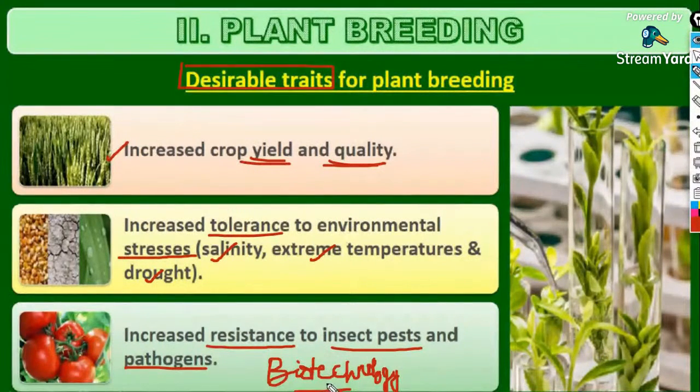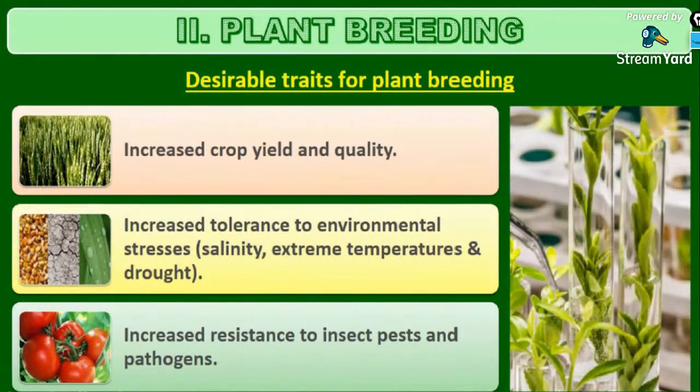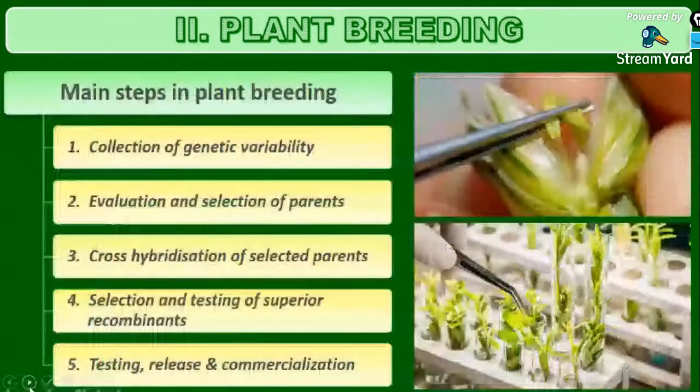Clear everyone? Desirable traits for plant breeding: you can increase the crop yield or quantity or productivity of the crop. Then you can make the plant desirable by what? Making it tolerant to environmental stresses such as climate changes, drought, salinity, acidity, all these things, and increase the resistance to plant pathogens and insect pest. So all these are the different desirable traits which are required for a plant breeding method.